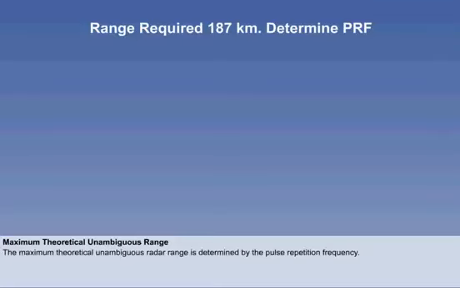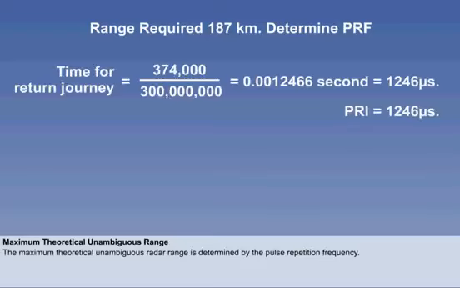The pulse must travel there and back, that is, 374 kilometers, or 374,000 meters. So how long does that take? The speed of radio waves is 300 million meters a second. Divide distance by speed, which gives us 0.0012466 of a second, or 1246 microseconds. The pulse recurrence interval is 1246 microseconds.